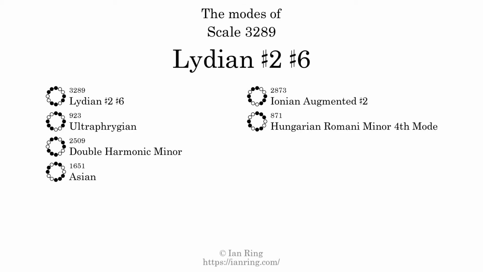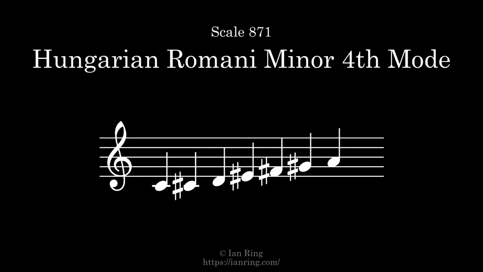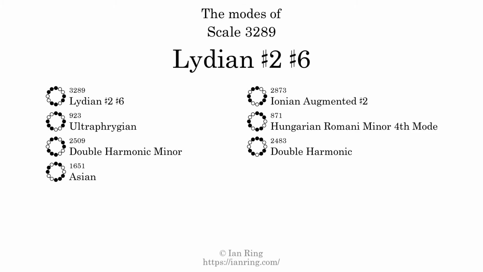The sixth mode is scale 871, also known as Hungarian Romani minor 4th mode. It sounds like this. The seventh and last mode is scale 2483, also known as double harmonic. It sounds like this.